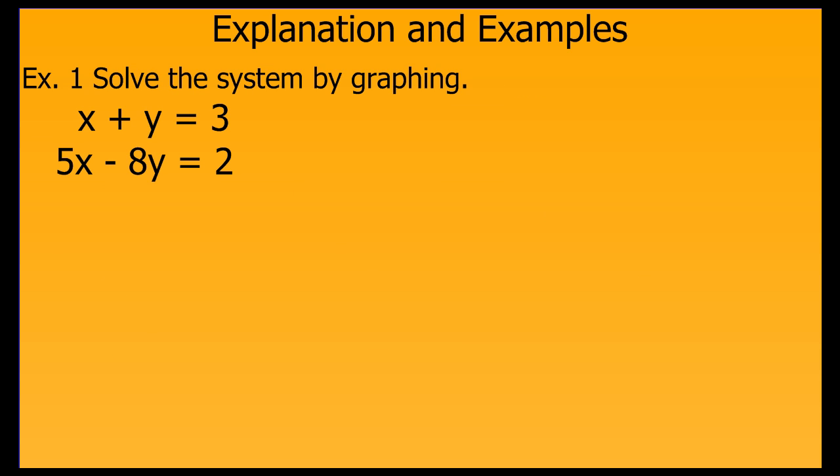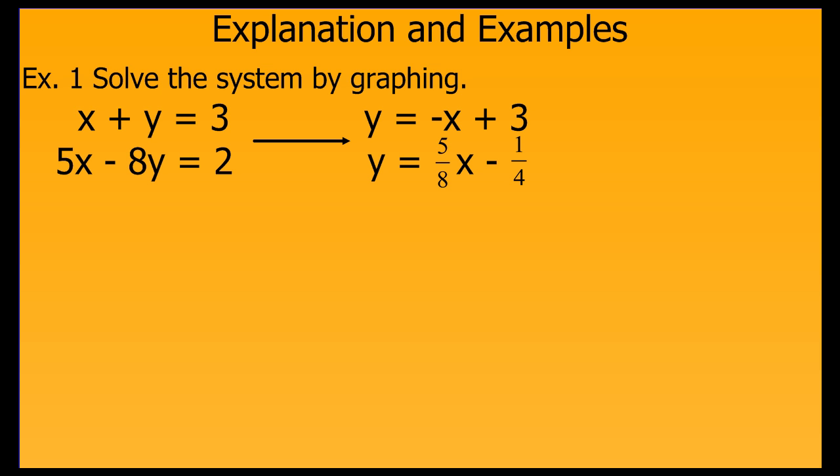We want to solve this system of equations by graphing. We can choose to graph these two lines any way we'd like. We can make a table of values, find the intercepts, or manipulate them into slope-intercept form. For the following examples, I'm going to manipulate them into slope-intercept form just for the practice. I'm not showing the steps here, but briefly, on the first equation, I subtracted x from both sides to get y equals negative x plus 3. On the second equation, I subtracted 5x and then divided by negative 8 to get y equals 5/8 x minus 1/4. Again, you can choose to graph these lines any way you'd like.